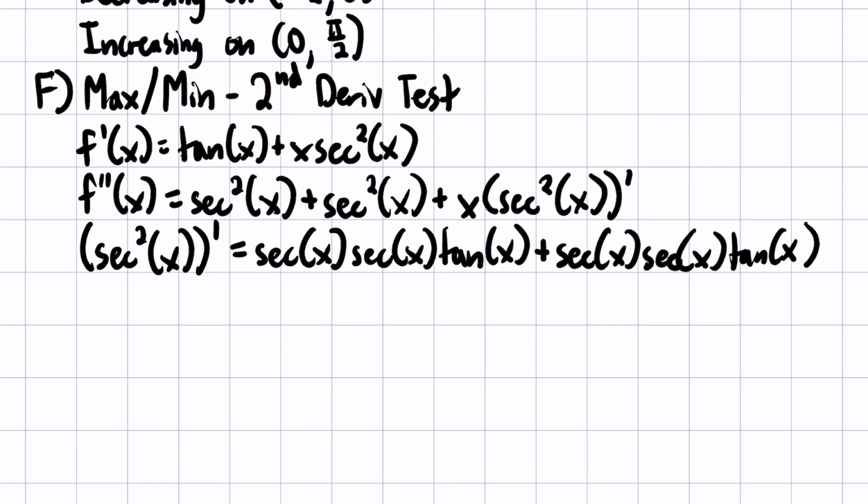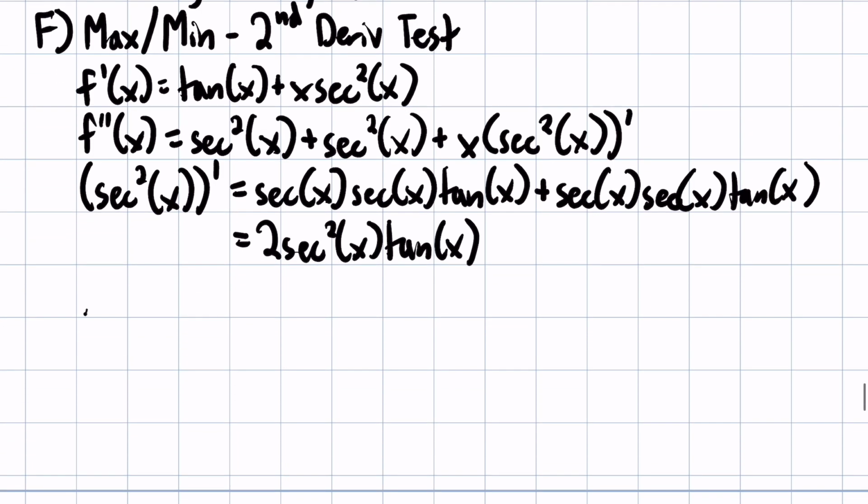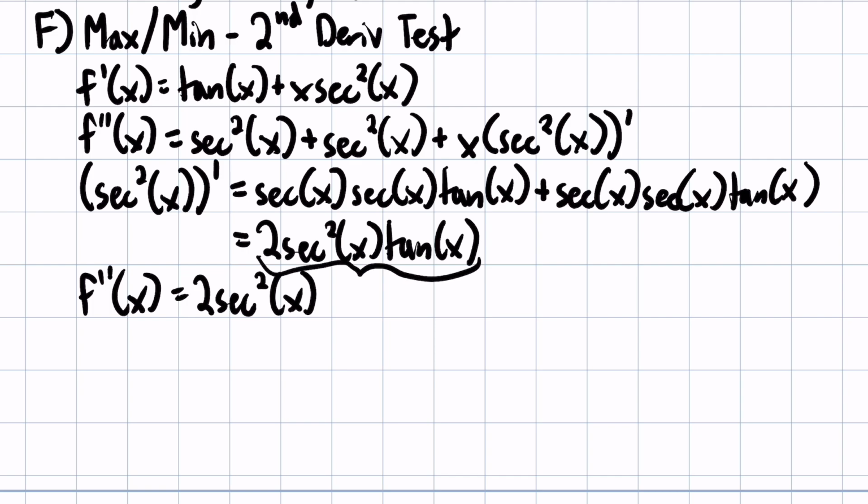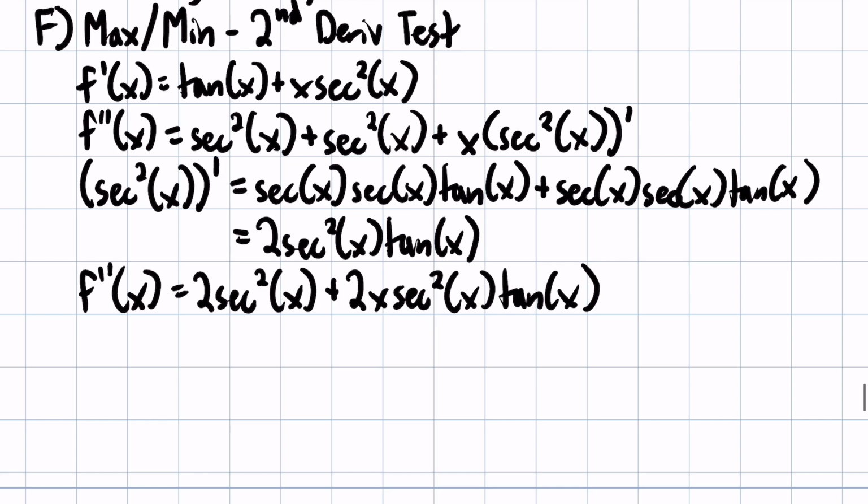So we combine these and also turn the secant secants into secant squareds. We get 2 secant squared x tangent x. So plugging that into f prime of x, I'm going to combine these secant squareds into 2 secant squared of x, and then we have this times x. So 2x secant squared tangent.